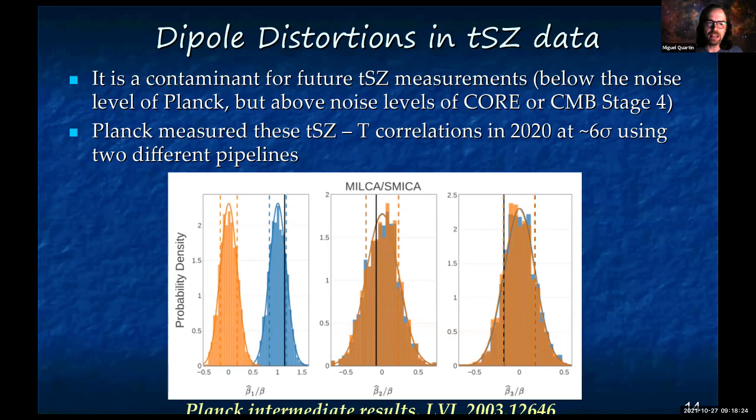And also for future CMB experiments, this will be higher than the instrumental noise. So you do have to worry about it: if you want to measure TSZ, you have to remove this thing.